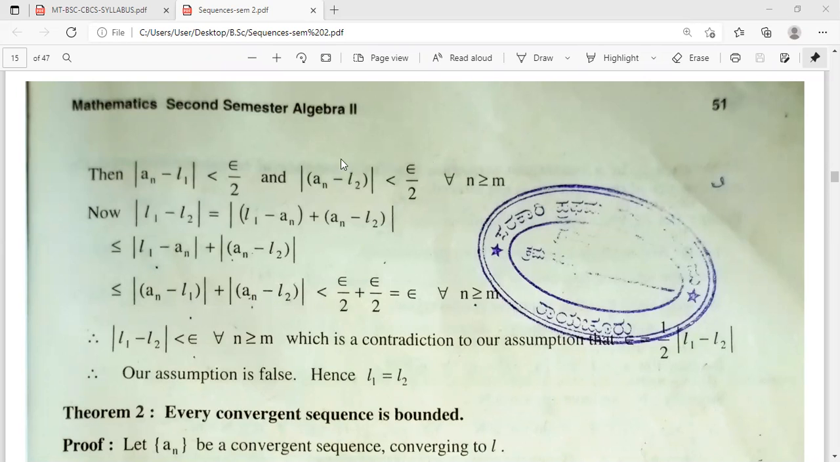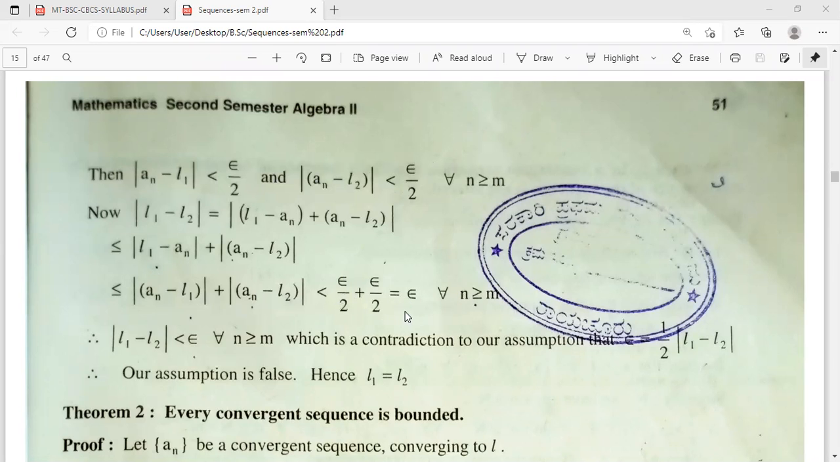Now, you see here, collectively you have written this: |a_n − L1| is less than epsilon by 2, and |a_n − L2| is less than epsilon by 2. You replace the values, so epsilon by 2 plus epsilon by 2 equals epsilon. If you add those two epsilon by 2, you get epsilon for every n greater than or equal to m.